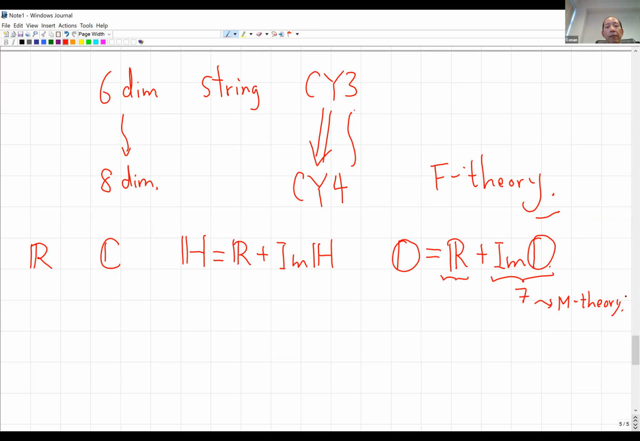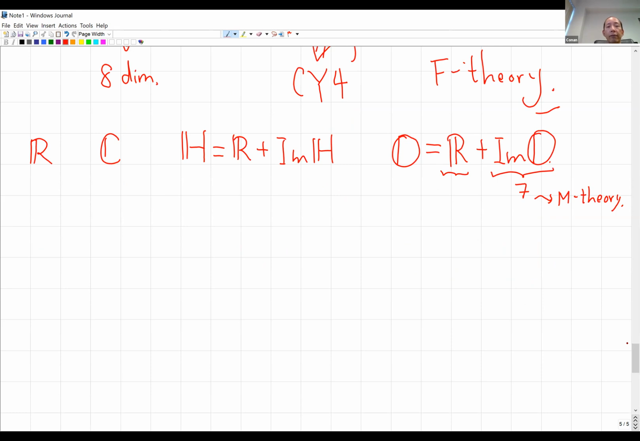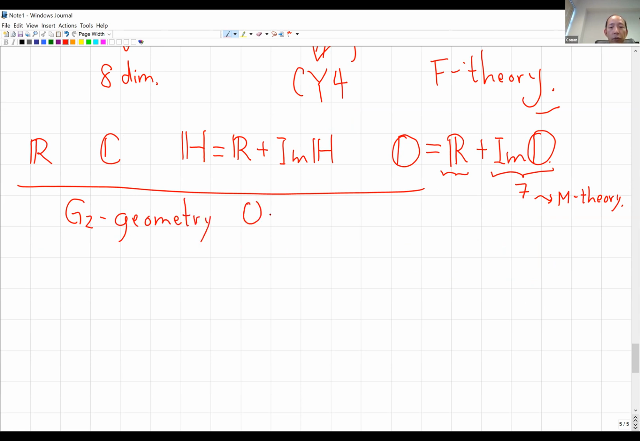Let me say a few words about that first, because it's easier to describe this 7-dimensional theory related to the octonion directly. In a way it's oriented. So this is a G2 geometry, or it's also considered to be the octonion geometry. It's octonion geometry with orientation, basically. Orientation in the octonion sense. So this is a 7-dimensional space.